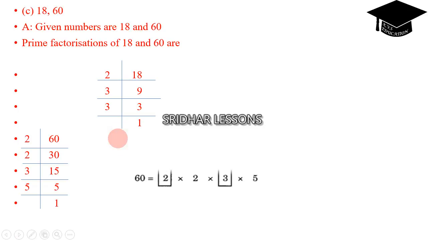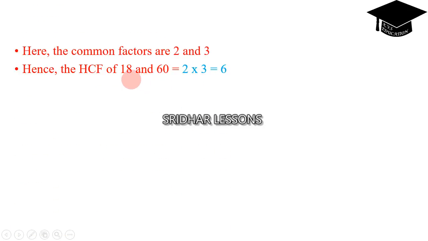Now we will see the factors for 18 is equal to 2 into 3 into 3 and 60 is equal to 2 into 2 into 3 into 5. If you observe, 2 and 3 are the common factors. So the HCF of 18 and 60 is equal to 2 into 3, that is 6.